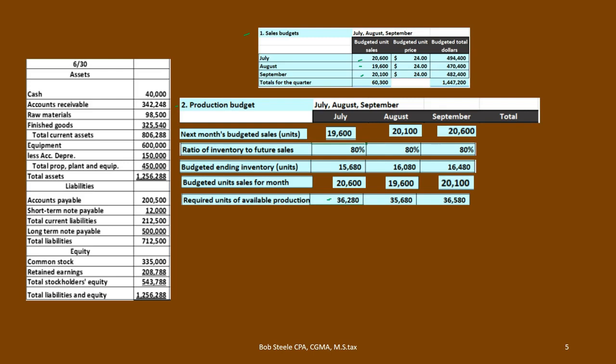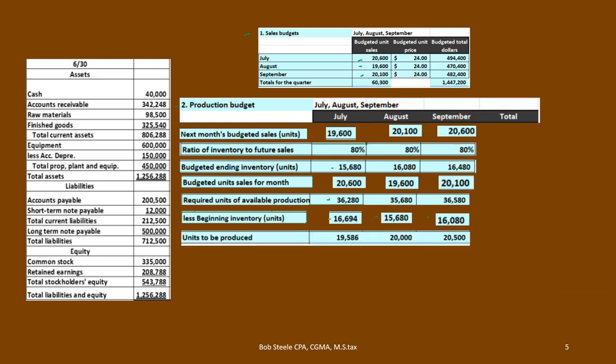But this is not our first year of operation. So this is what we need to sell plus the ending inventory cushion. We're going to have to subtract out from that what we have in there at the beginning. So at the beginning, we had 16,694. We got the 15,680. Of course, the ending number here is the beginning number for the next month. This is where we're starting out because this is the ending number for the month prior to our budgeting process here. And so if we subtract this out, the 36,280 minus the 16,694 is the 19,586.